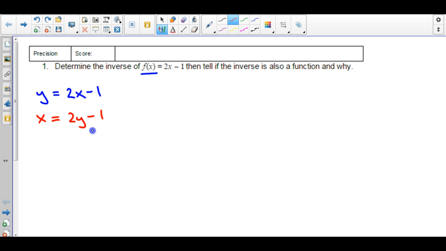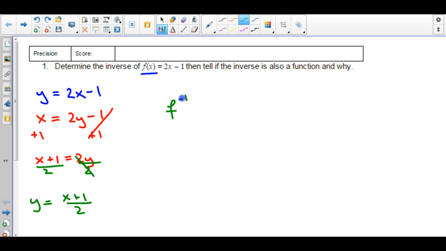And now all you're going to do is solve for y. So I'm going to add 1 to both sides, and I get x plus 1 equals 2y. Then you divide both sides by 2. Remember to divide everything by 2 on that left side as well. So you end up with y equals x plus 1 over 2. If you want to simplify this, you can put it as x over 2 plus 1 over 2, or just leave it. I'm going to rewrite it at the very end as f inverse of x. That's the last thing you have to do. F inverse of x equals x plus 1 over 2.